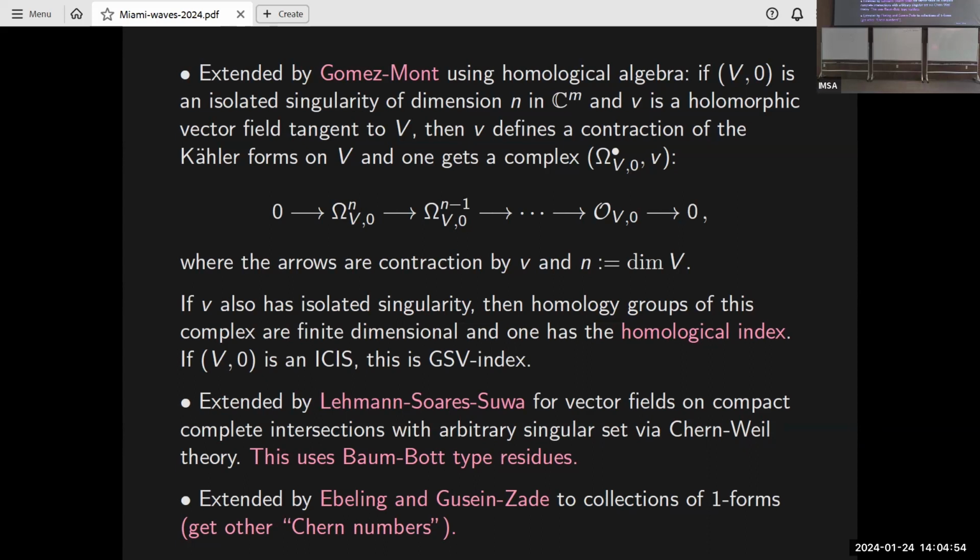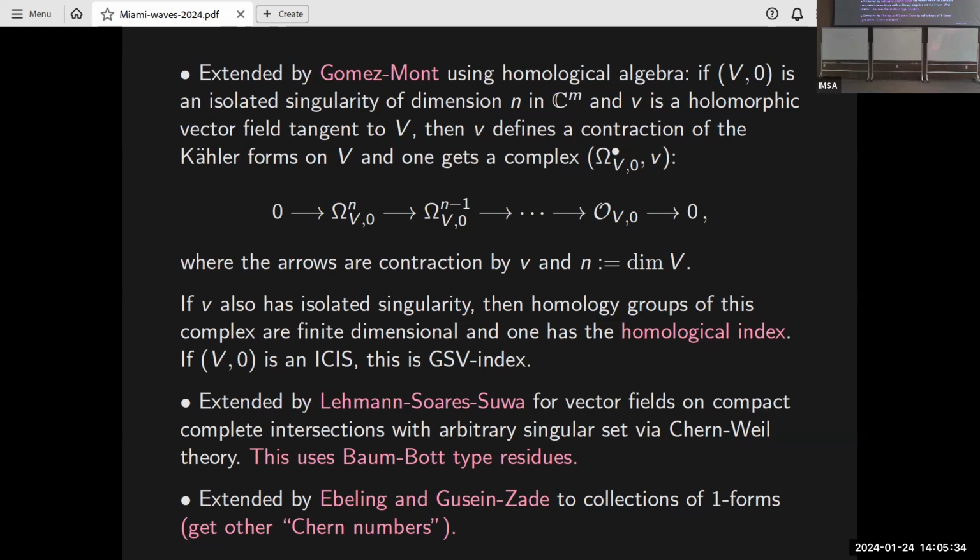On the other hand, you could consider compact manifolds, another subvariety with isolated singularities, and then using differential geometry, Chern-Weil theory, Lehmann, Suwa, and so on, extended this definition to arbitrary index, the virtual index, and again, in case of isolated singularities, this coincides. So this is in general assuming they have a complete intersection. They do assume a complete intersection, and if it's isolated, it coincides.